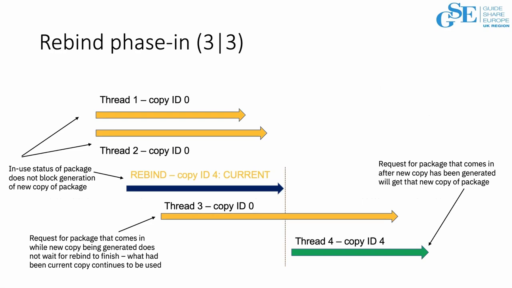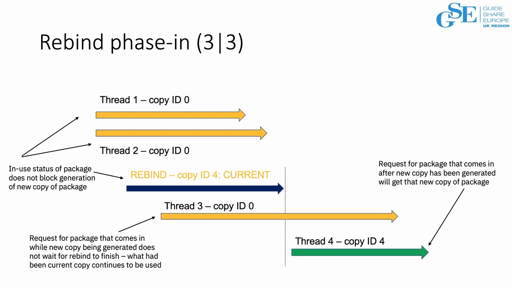So there are 2 threads now, threads 1 and 2, currently using the package we want to rebind. So what Db2 will do is generate a new copy, and it'll call that copy 4. And then let's say, while that rebind is running, here comes thread 3 who wants to execute the package. Will this hold up the execution? Well, no, it'll just use copy 0.